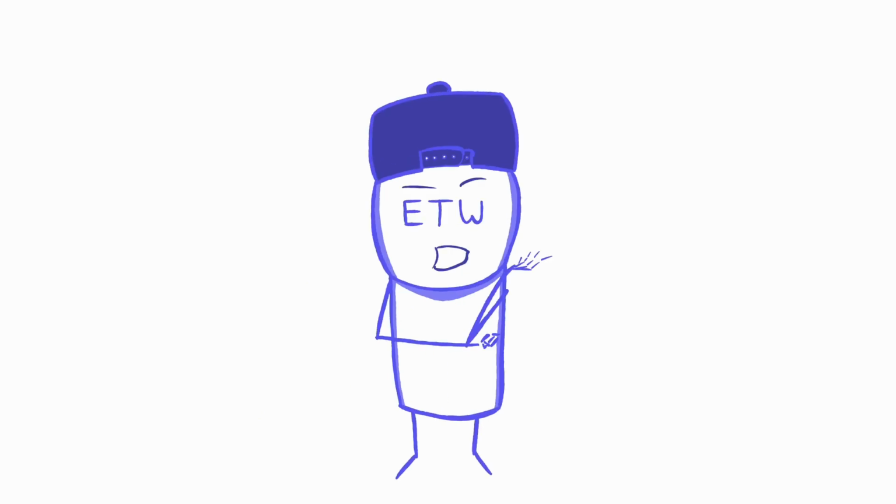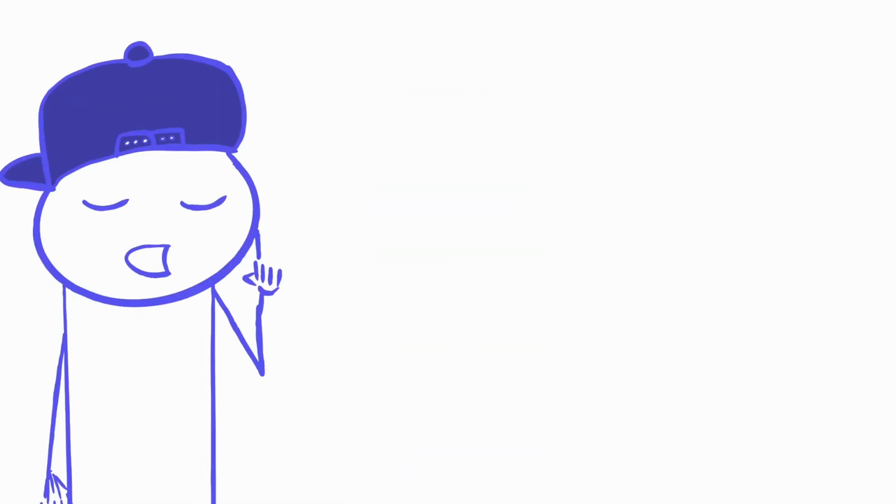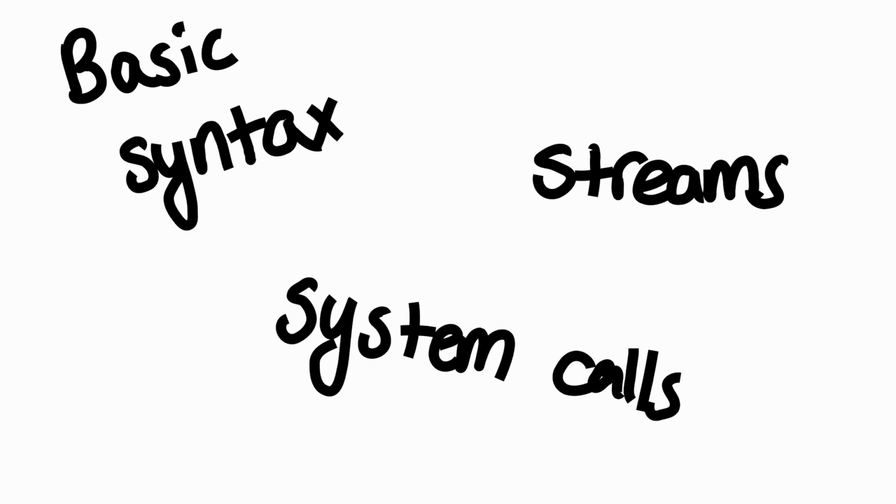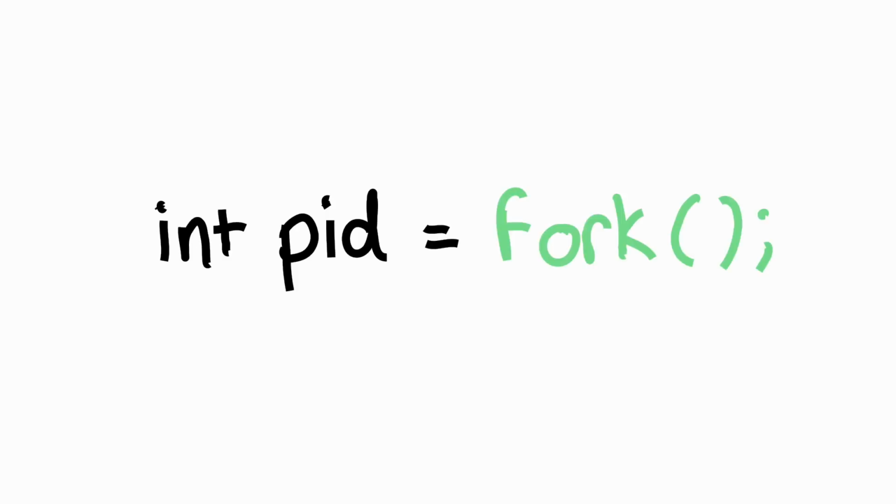Ever wondered how two processes can talk to each other in C? There are several ways to do it, but in this video, we're going to focus on one of the simplest, pipes. Before this video begins, I'm going to assume you have some general knowledge of the C programming language, things like syntax, streams, and function calls. Also, make sure you're comfortable with the fork function.